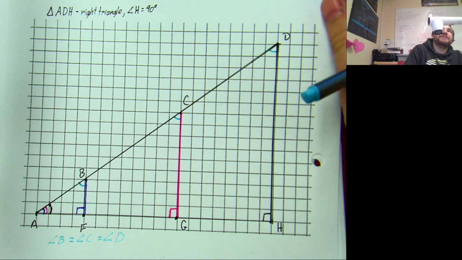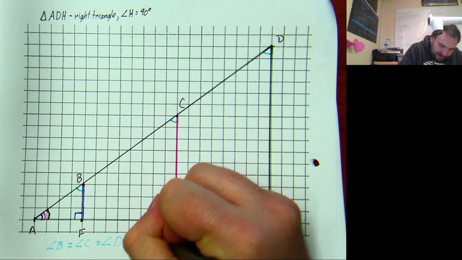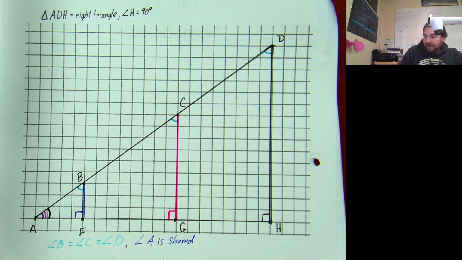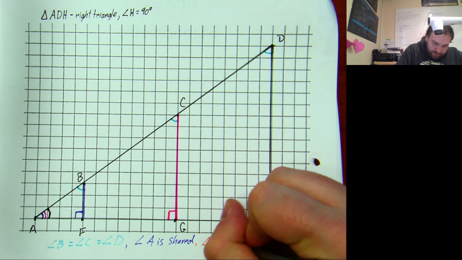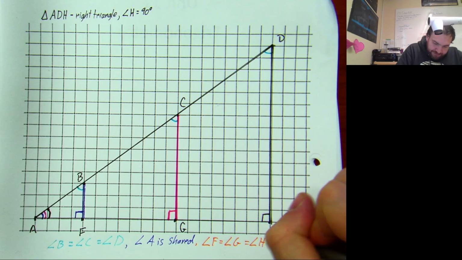That is useful information to us for reasons that are going to become evident here in a sec. So we've got those three are all equal. We've got, I'll add this one down here too. Angle A is shared. And then the last one, I'm missing dark green for some reason. So we'll clash a little bit and go to orange. Angle F equals angle G, which is equal to angle H, and all of those are equal to 90 degrees.